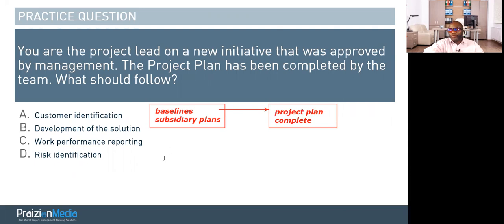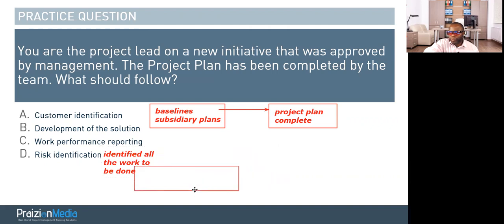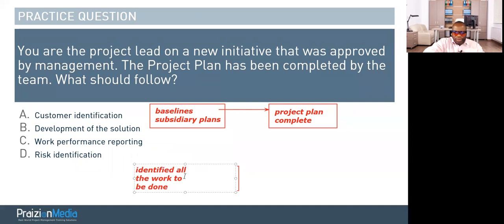Okay, now, would you agree that in order for your baselines and your subsidiary plans to be complete, you must have identified all the work to be done. Would you agree about that? Yeah? Okay. So hold on to this thought. Let's make it bigger. Put it over here. All the work to be done. All right.